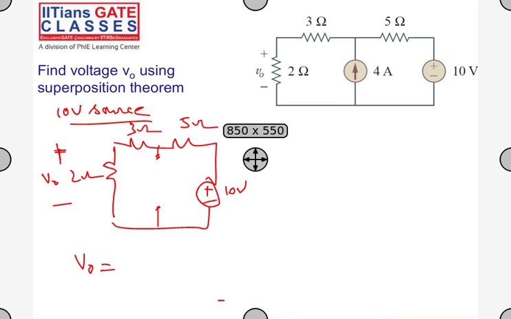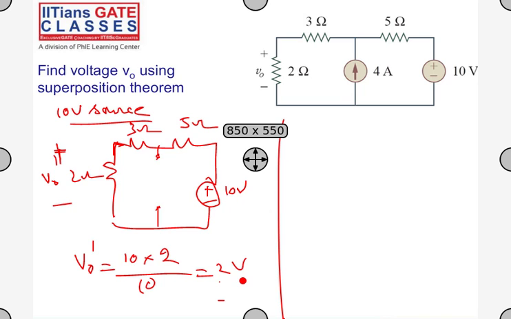Voltage division rule. Can someone tell me V0? Always remember, if I want the voltage across a series element, I write the total voltage times the same resistance divided by the total resistance. What is the total resistance? 5 plus 3 plus 2, 10. So this is 2 volts. I'll call it V0 dash because of the 10 volt source. V0 dash is 2 volts.